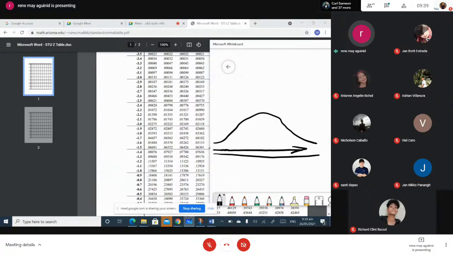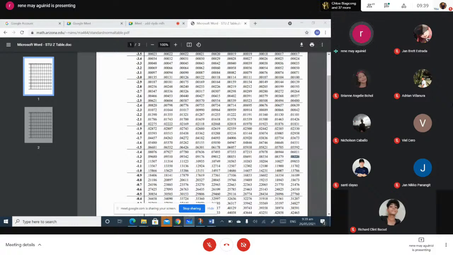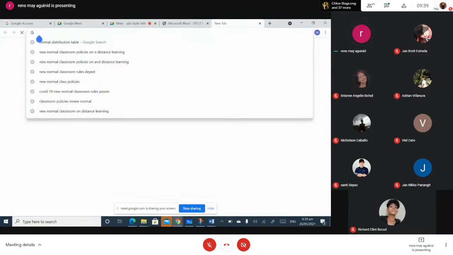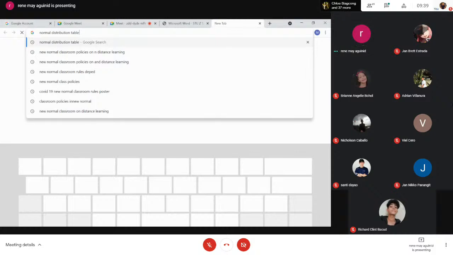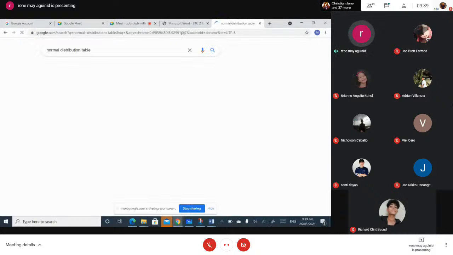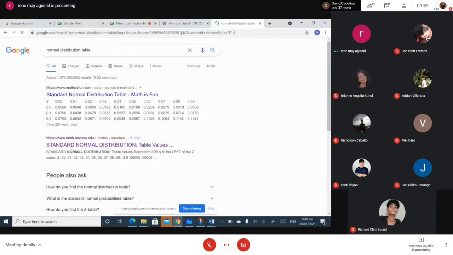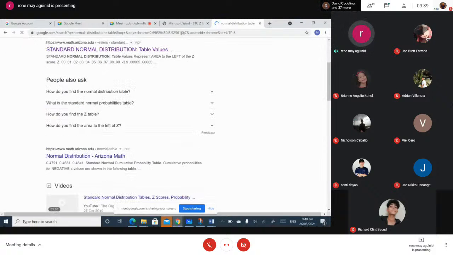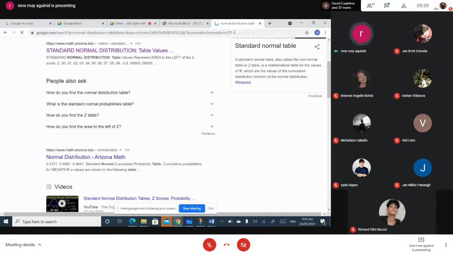So that is that table. Okay, let's have another table. A new tab, wait. This is a separate table, so you can differentiate how to use each table.